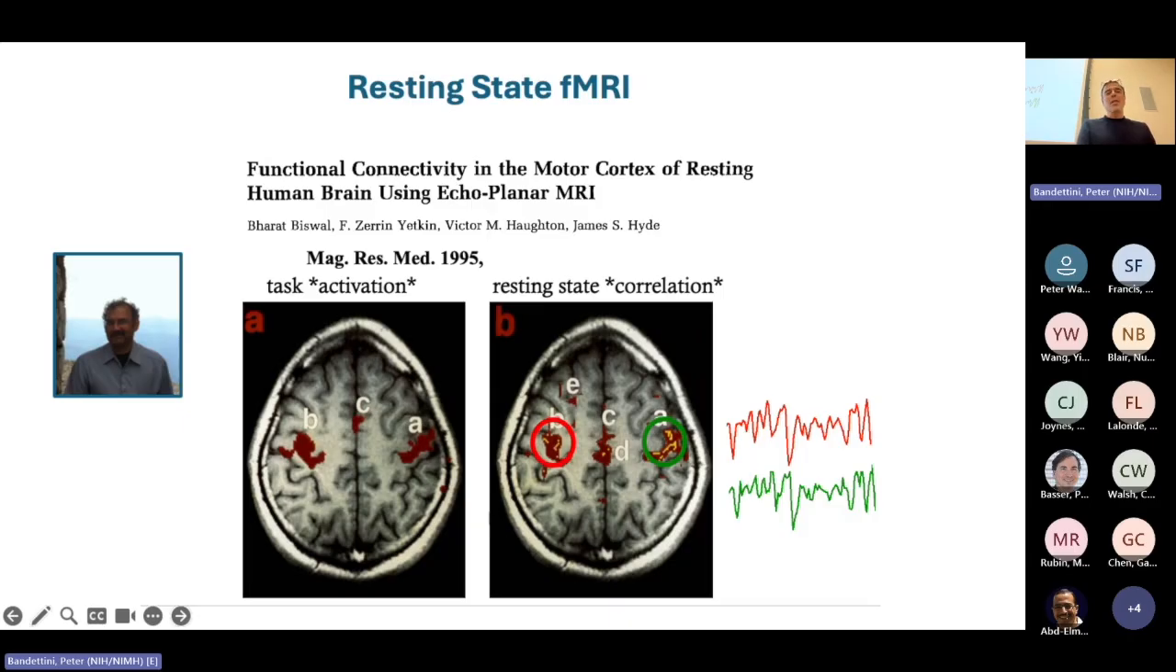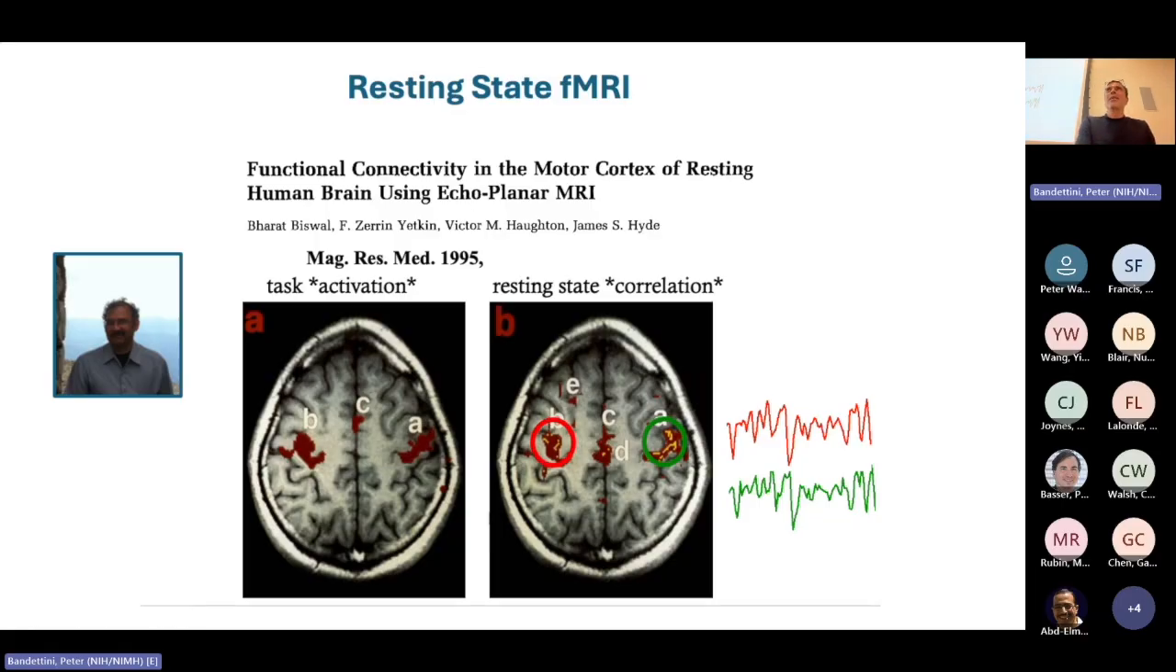Nobody understood that resting state fluctuations correlated across functionally related parts of the brain. So that was huge. And it's kind of interesting that because everyone was so caught up with doing task fMRI, they just flat out ignored this for 10 years.